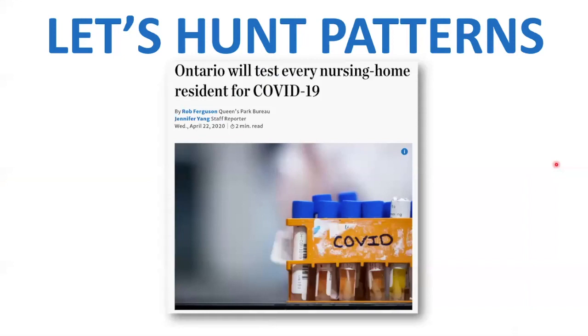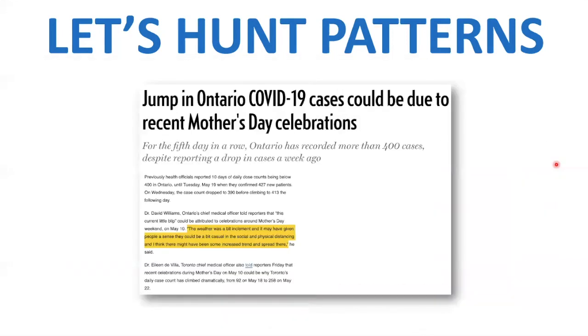Next, we decided to undertake testing because, of course, what we had here in Ontario was the outbreak affected for a while disproportionately long-term care facilities and healthcare workers inside of those facilities. So an effort was undertaken between April 23rd and May 15th to test every nursing home resident. There are about 624 nursing homes in the province. So what effect did that have? We're going to test the Mother's Day celebrations hypothesis.